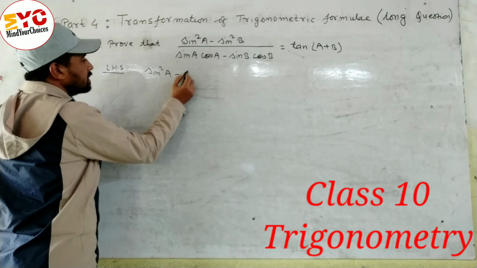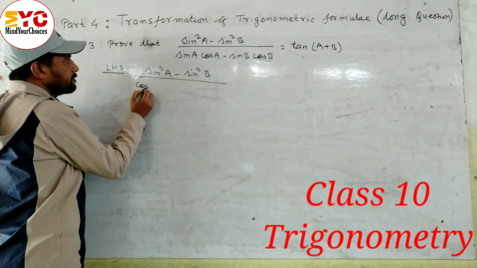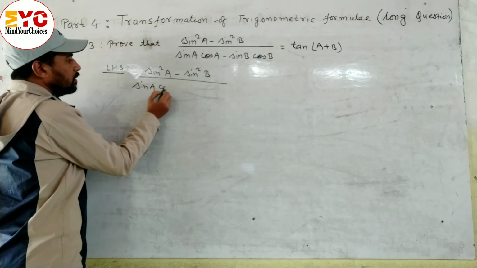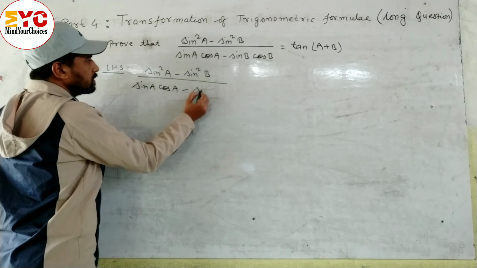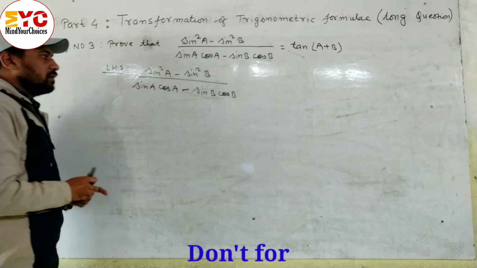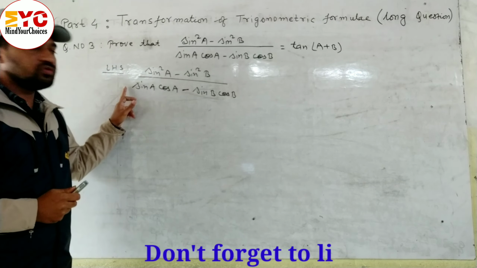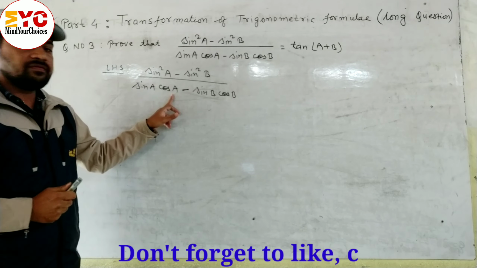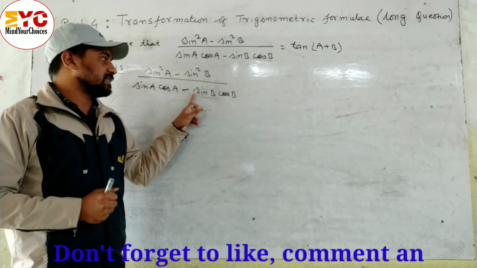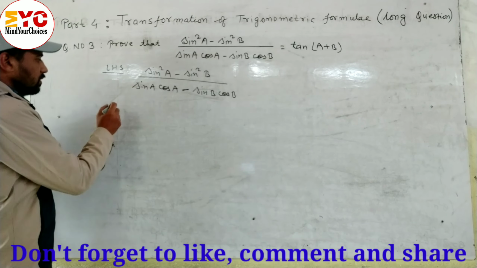Sin²a − sin²b by sin a cos a − sin b cos b. As you see here, when you multiply this by 2, we can convert it into the form of a formula. We can get 2 sin a cos a, the formula of sin 2a. Similarly, when you multiply by 2, we can get sin 2b. So multiply by 2 in the numerator and denominator both.